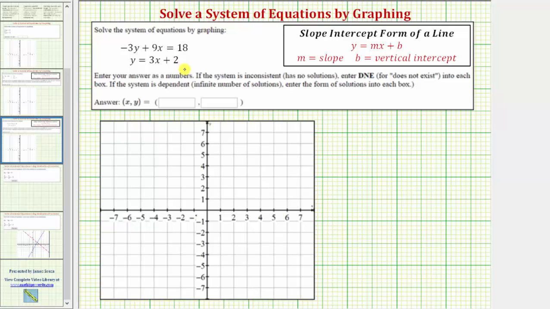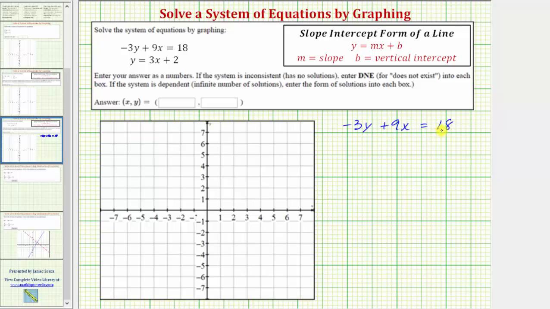We want to solve the system of linear equations by graphing. To do this, we want to graph both linear equations on the same coordinate plane and interpret their results. So let's first graph the linear equation negative 3y plus 9x equals 18.